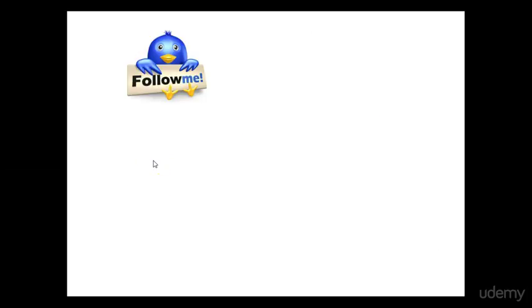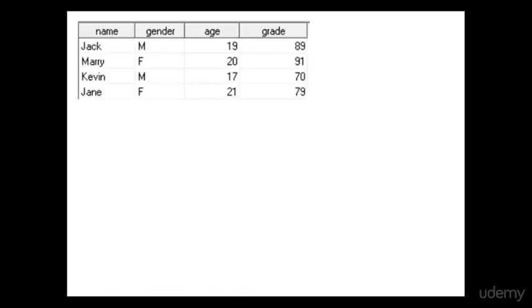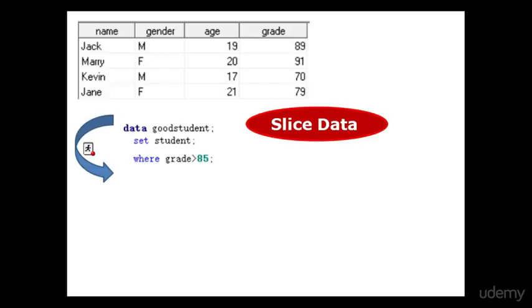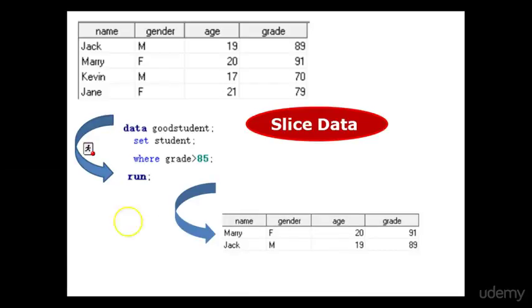Here is another example called a sliced data set. Slicing means to only extract a subset from the original data set. But how do we do that? We copy the original data set named student. We create a subset called good student, which is a new data set. Set the first data with the condition of greater than 85. Then run. The result is one table showing grades greater than 85. This table is a subset of the SAS table student.